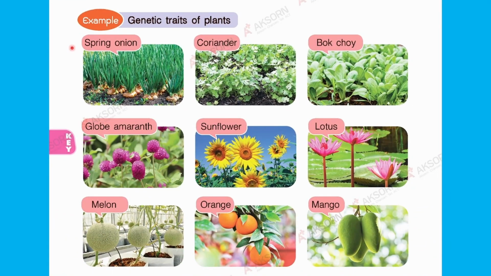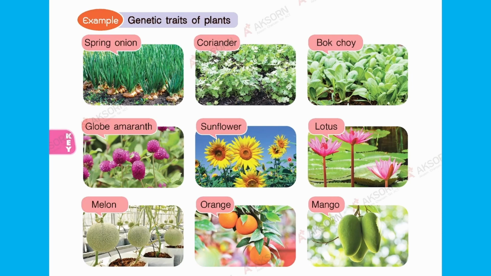So here, if we look at these pictures, we can see spring onion. Okay, they all look the same. They're not exactly the same, just like with the animal pictures earlier. But they're mostly the same. And the coriander, the bok choy, the lotus, the leaf shapes, the sizes are very similar. And the flowers, they're all very similar.